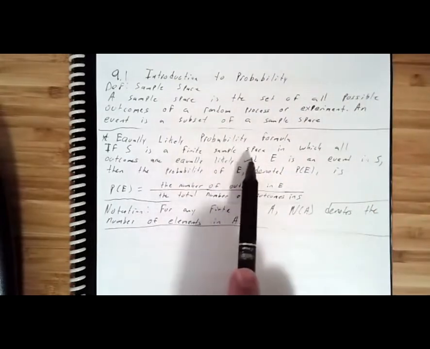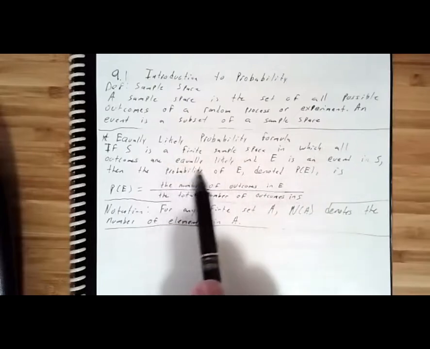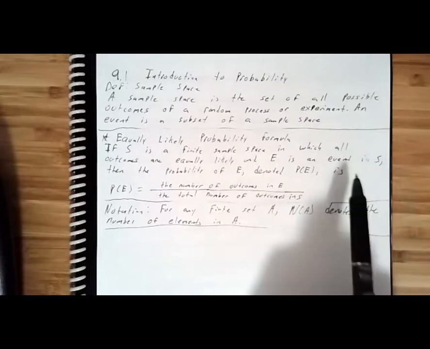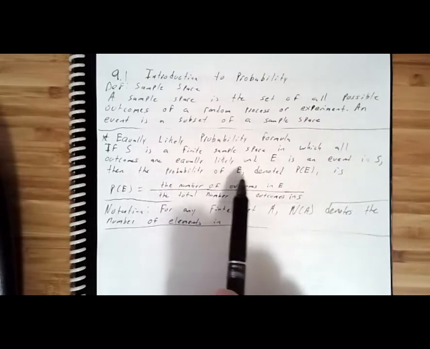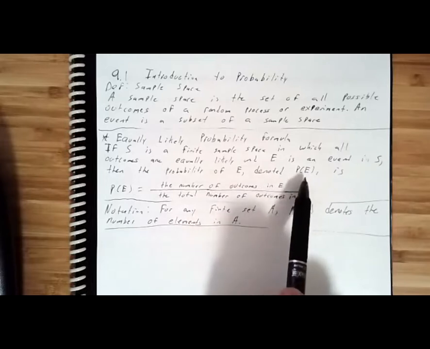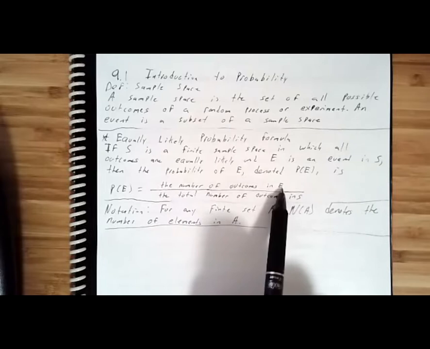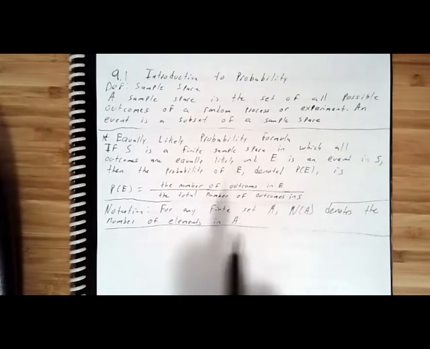This formula here is based off an event and the sample space. If S is a finite sample space in which all the outcomes are equally likely, and E is an event in S, then the probability of E, written P of E, is equal to the number of outcomes in E, the event, divided by the total number of outcomes in S. Okay, and let's do a quick example.